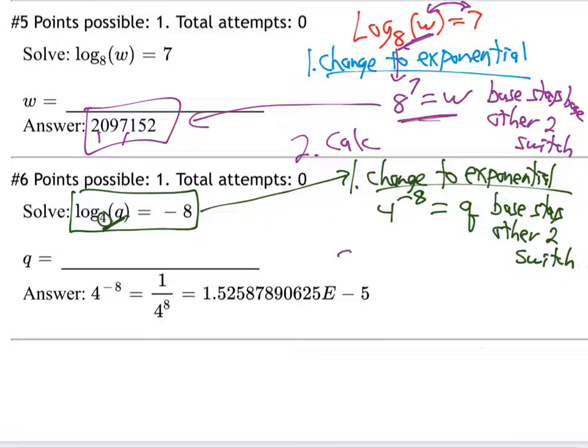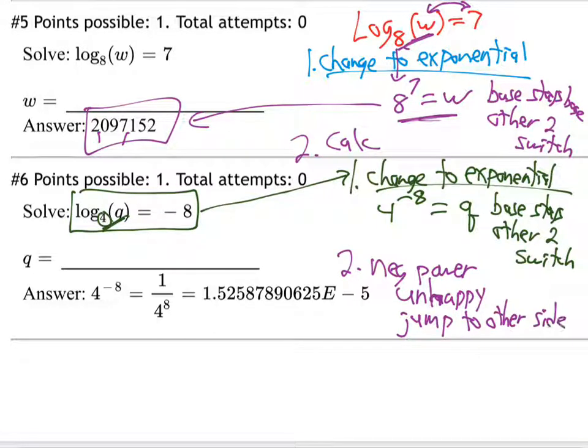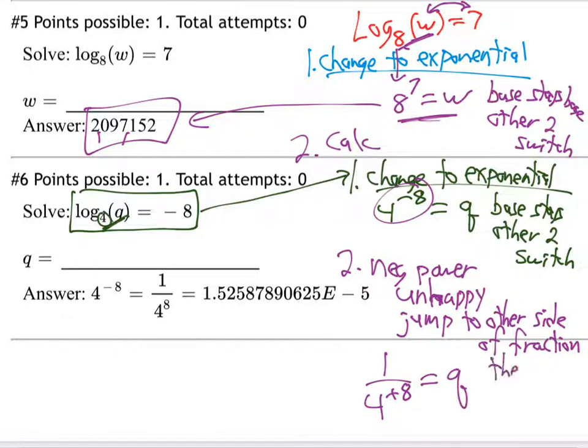Okay, now we've got to give that as an answer. Now remember what we learned about negative powers? Negative powers, they're unhappy. They're negative. They're unhappy where they're at, so they want to jump to the other side of the fraction. So this negative power is going to jump down, and then it becomes positive. It's happy. So that's how you remember negative powers. So it's 1 over 4 to the 8th. So there we go.